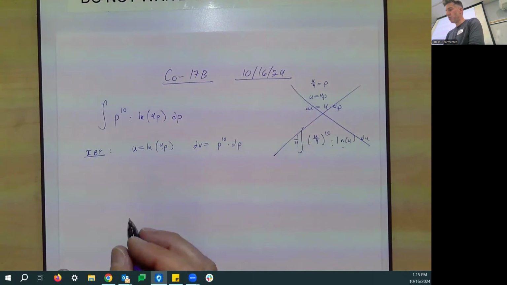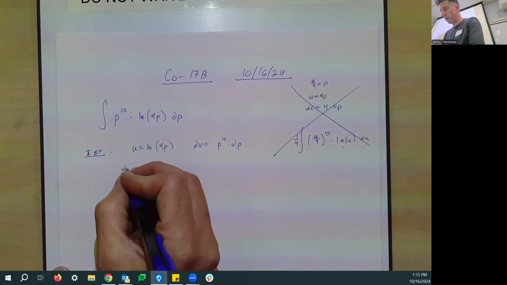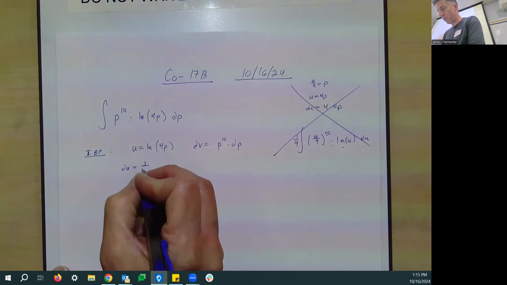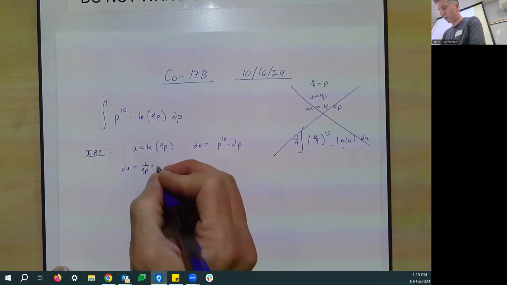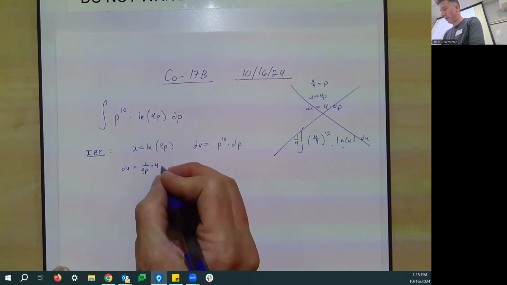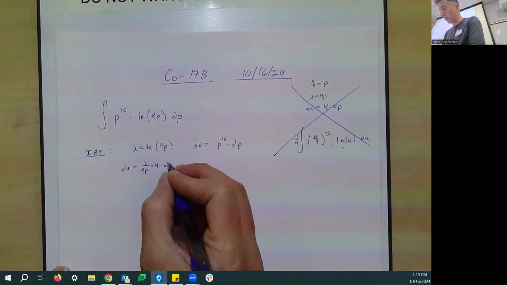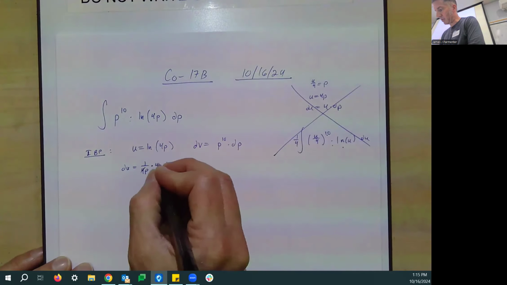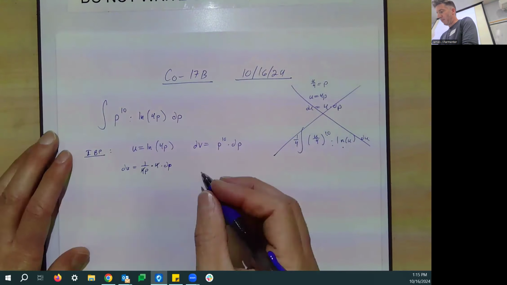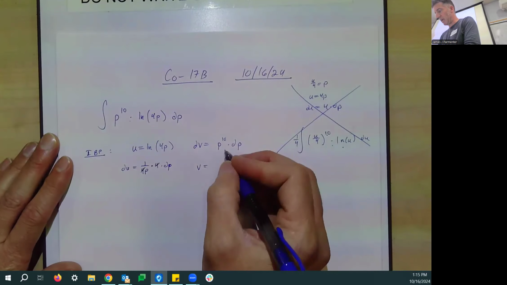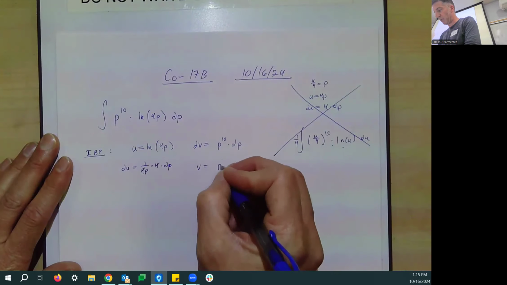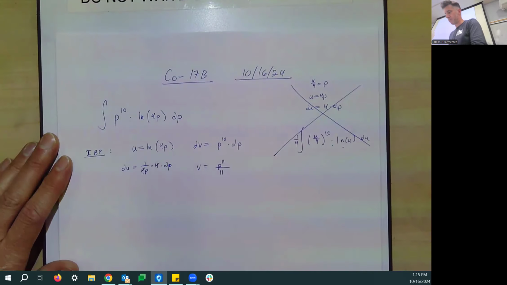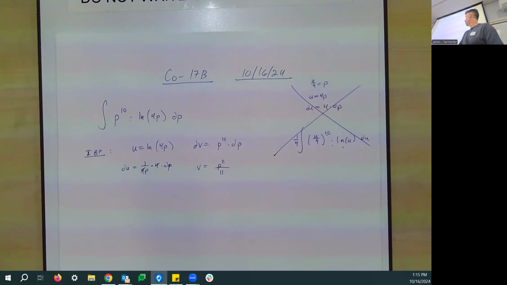Our du, the derivative of the natural log of 4p, is 1 over 4p times the derivative of 4p, which is 4. And then we multiply by dp. Those 4s will cancel. And then finally, your v is the antiderivative of p to the 10th, which is p to the 11th divided by 11. We've got all the pieces.